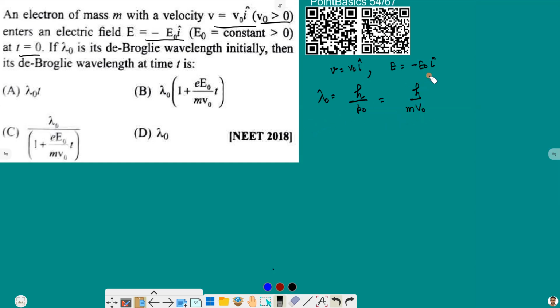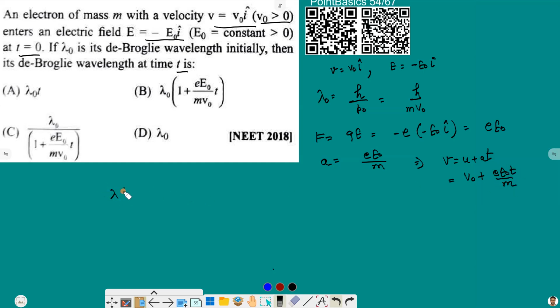Now, as there is an electric field, there will be force acting on the electron. So force will be Q times E, and that will be minus of e into electric field, that is minus of E naught i. So basically force is going to increase the velocity because net force is positive. So from that we can calculate acceleration, that will be E naught by m, that is force by mass. So velocity after some time t, using Newton's equation, v is equal to u plus at, and that will be u is v naught plus acceleration is E naught t by m.